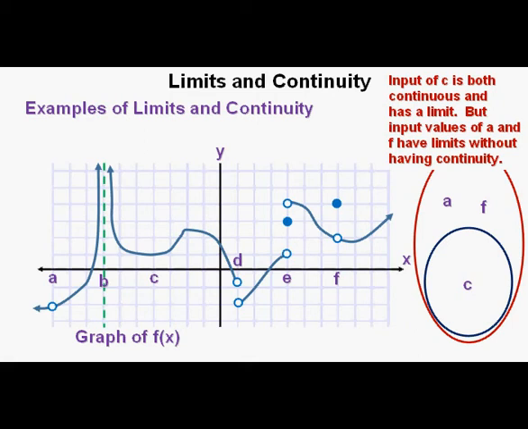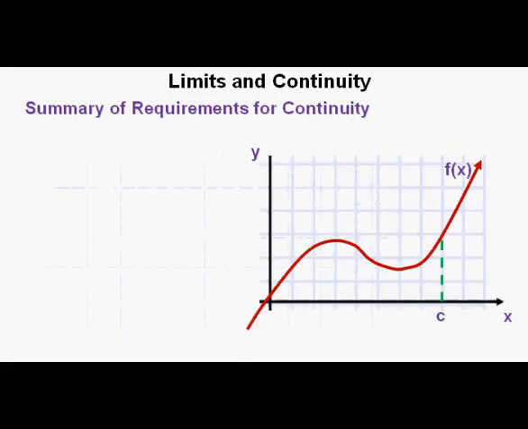Let's summarize what elements are needed for a function to be continuous, and for that summary we'll consider the graph of the function f of x to the right. We'll consider the input value of c. In order for a function to be continuous at a certain input value c, first f of x must exist where x equals c.